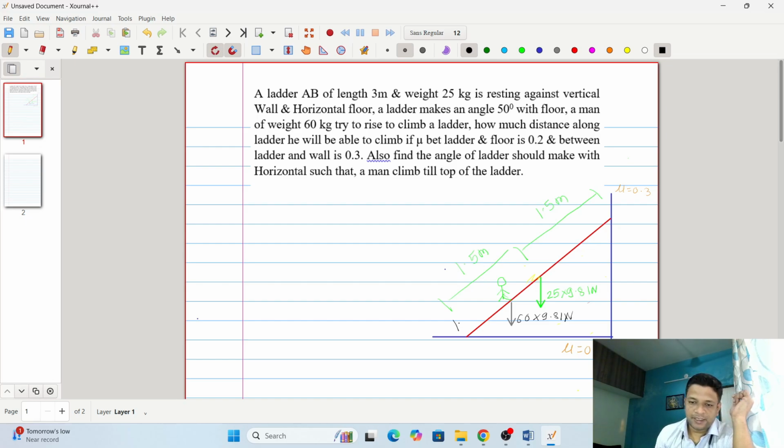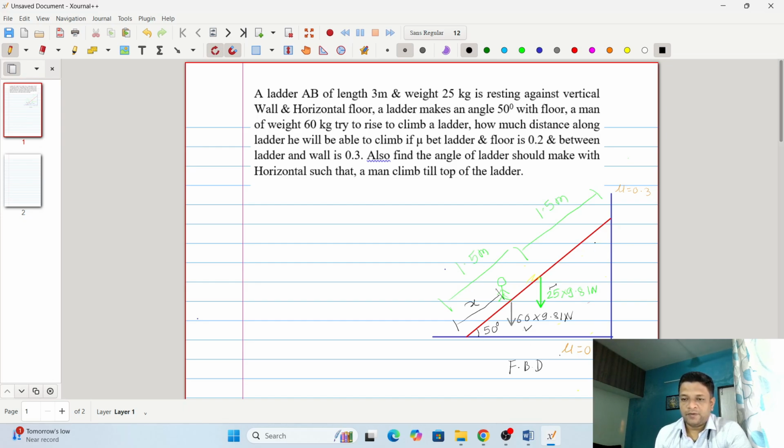Now, how much distance he has climbed before slipping, that we have to calculate. So we'll consider this distance equal to x. The angle of the ladder with the floor is 50 degrees. These are the given data that we have put in the FBD format for this ladder friction. So the weight force of the ladder is shown, the weight force of the person is shown, then the coefficient of friction is shown.